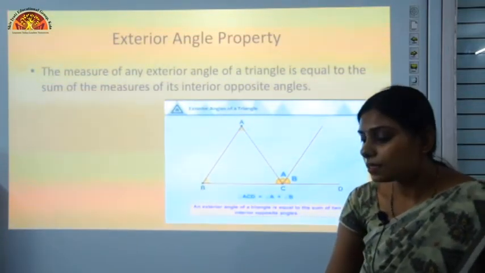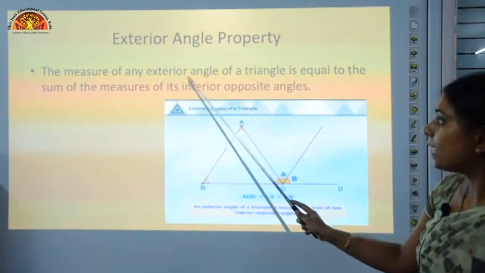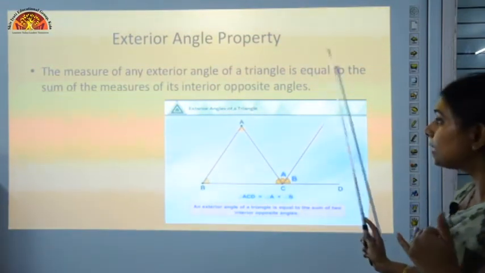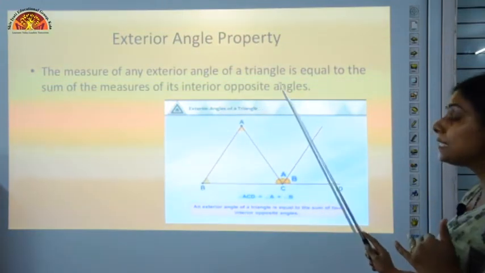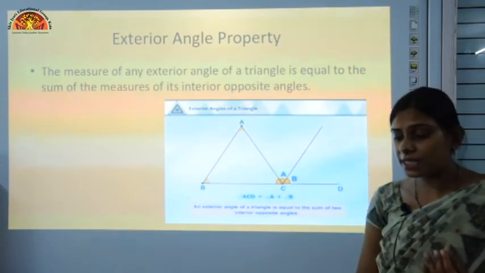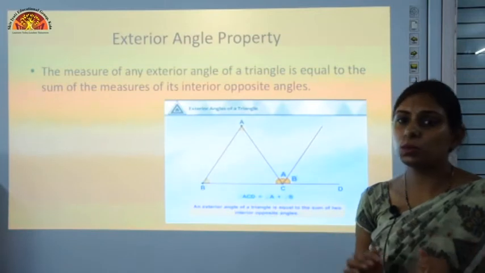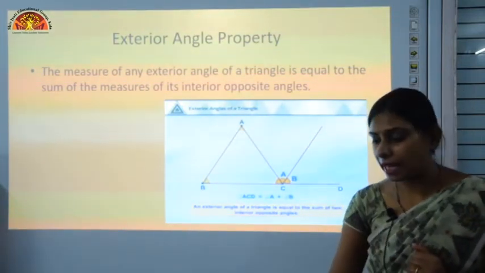Now what is the exterior angle property? The measure of any exterior angle of a triangle is equal to the sum of the measures of its interior opposite angles. What does the exterior angle property state? That an exterior angle is equal to the sum of the measures of the interior opposite angles.